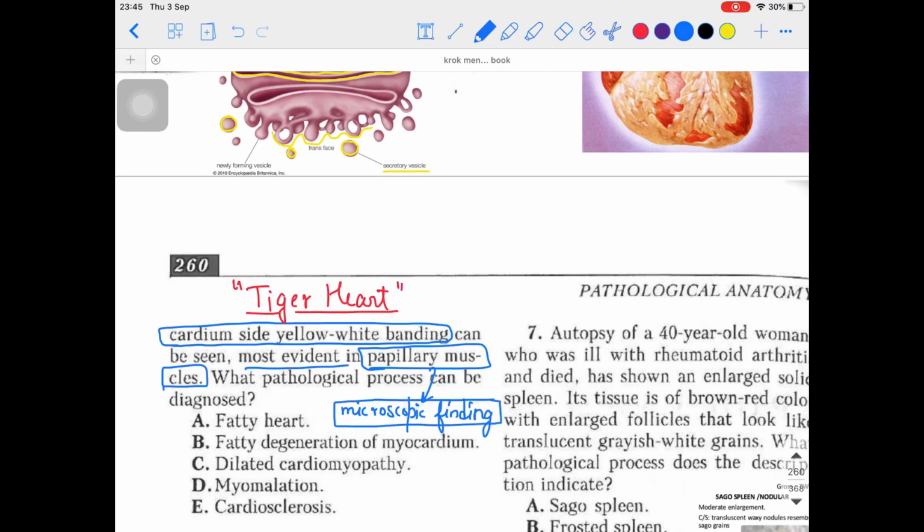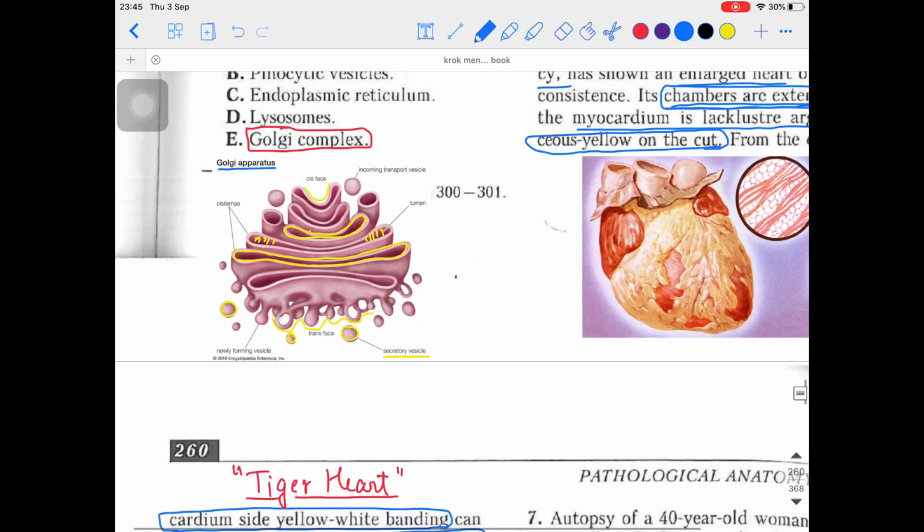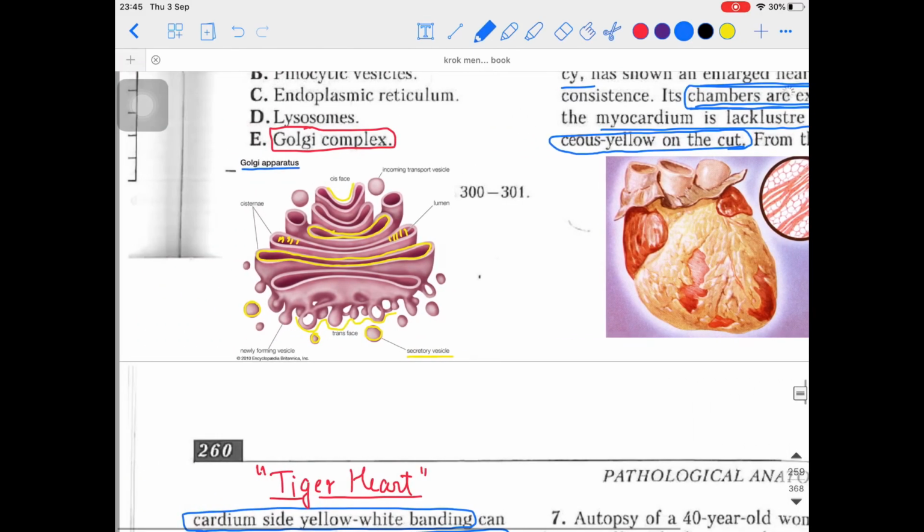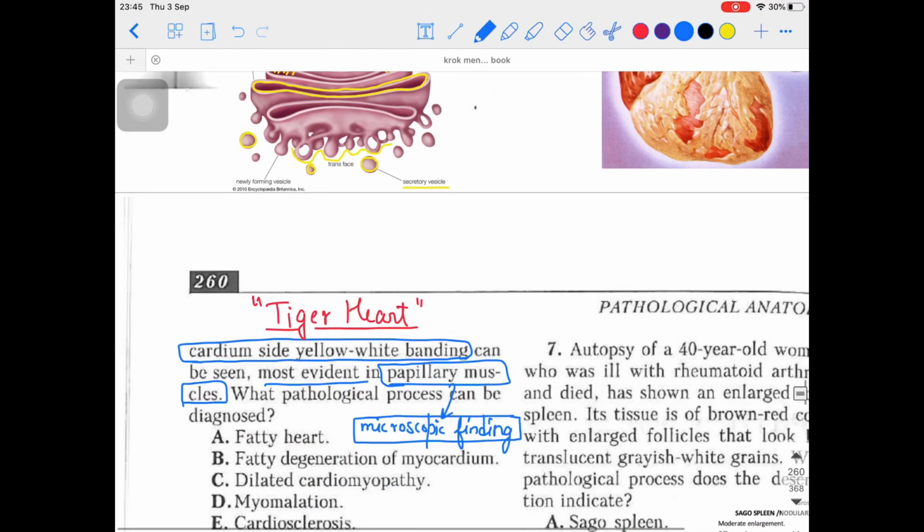So the macroscopic finding is that the heart is enlarged, chambers are stressed and flabby, chambers are extended. The microscopic finding is that there can be yellow, white or dusty fatty vacuoles, lipid vacuoles, fat vacuoles, whatever you can say, in the cardiomyocytes. Along with that, location is very important: papillary muscles and the trabeculae of the ventricles.